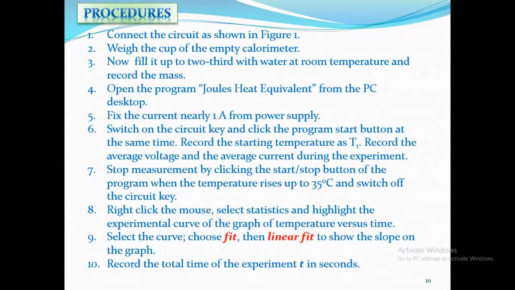What is the procedure for doing this experiment? To connect the circuit, as we have discussed already, first of all, you have to measure the mass of the calorimeter. Then fill it up to 2/3. 2/3 means if you have this calorimeter, for example, and 1, 2, 3, you fill it up to here, 2/3.